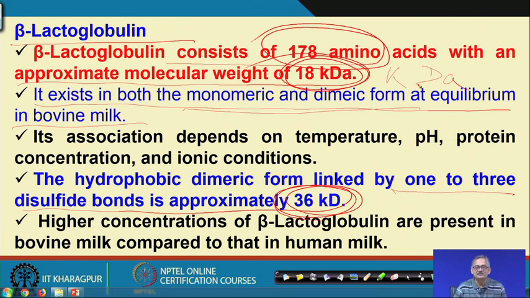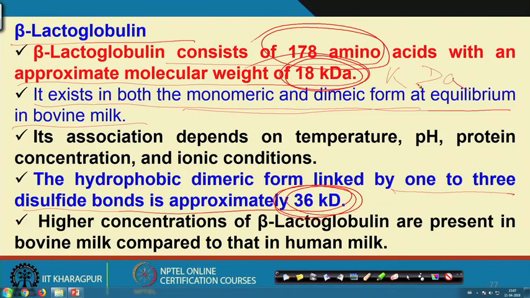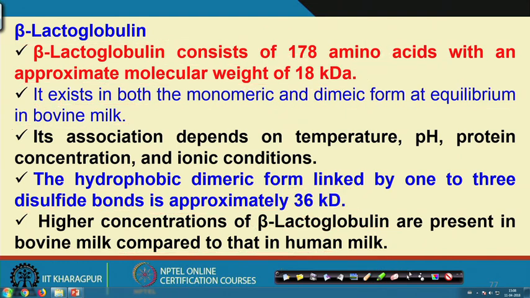Higher concentrations of beta lactoglobulin are present in bovine milk compared to human milk, right. So, higher concentration of beta lactoglobulin is present in bovine milk compared to that in human milk, right. So, we are coming to the end of the class.